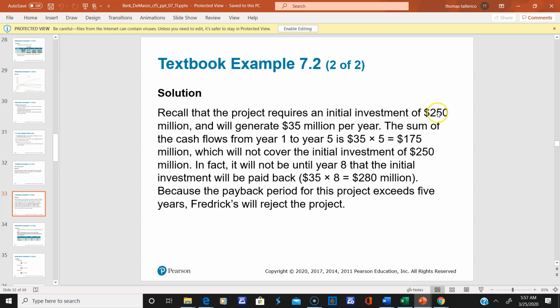So this is where the payback period has a problem. Okay, so it's very subjective, and again, they wanted 5 years here, right? But it got paid back in 8, so they rejected it. But I wouldn't use this procedure at all.